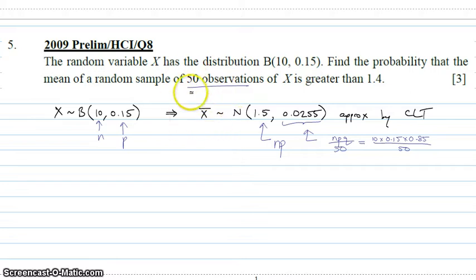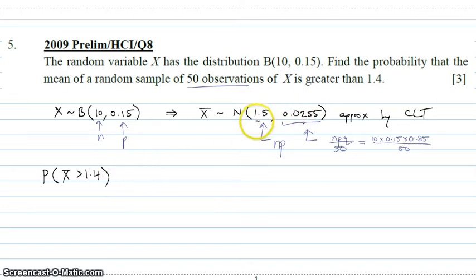So what can we do with this information? Well, now we know the distribution of x bar, right? So what is the question asking us to find? It's asking us to find the probability that the mean of a random sample of 50 observations of x is greater than 1.4. In other words, the probability that x bar is greater than 1.4 when x bar is normally distributed with a mean of 1.5 and a variance of 0.0255. So you can put this into your GC.